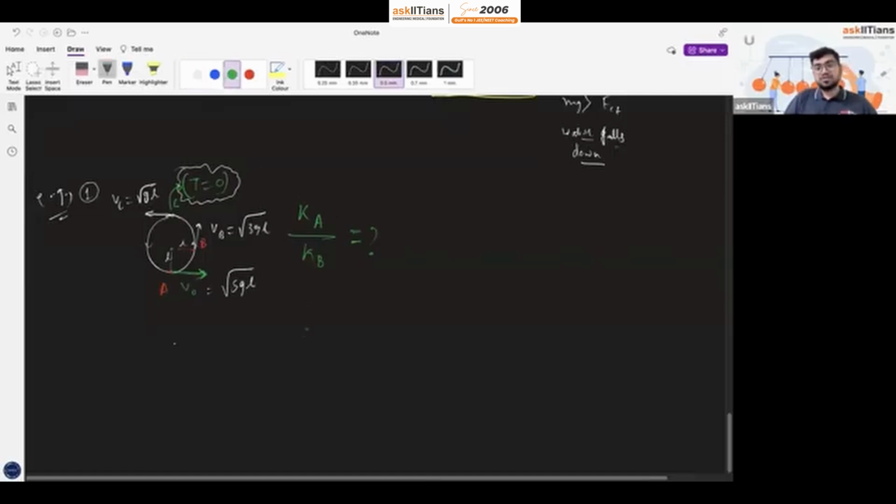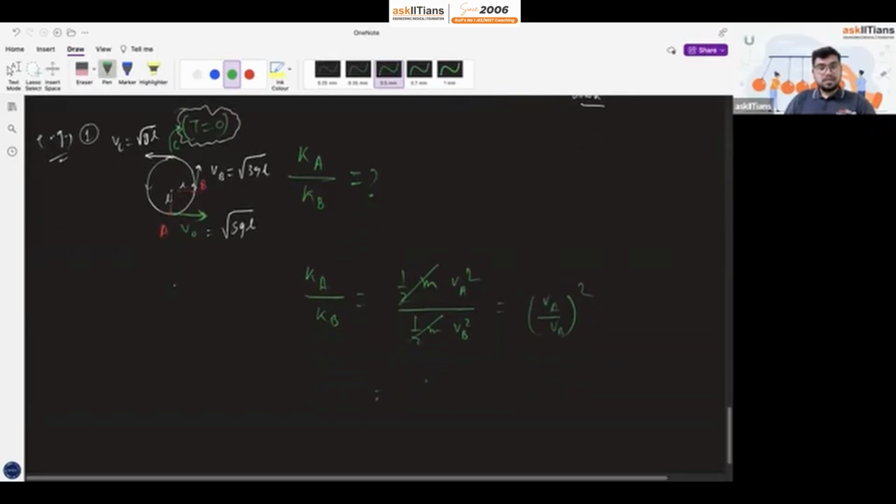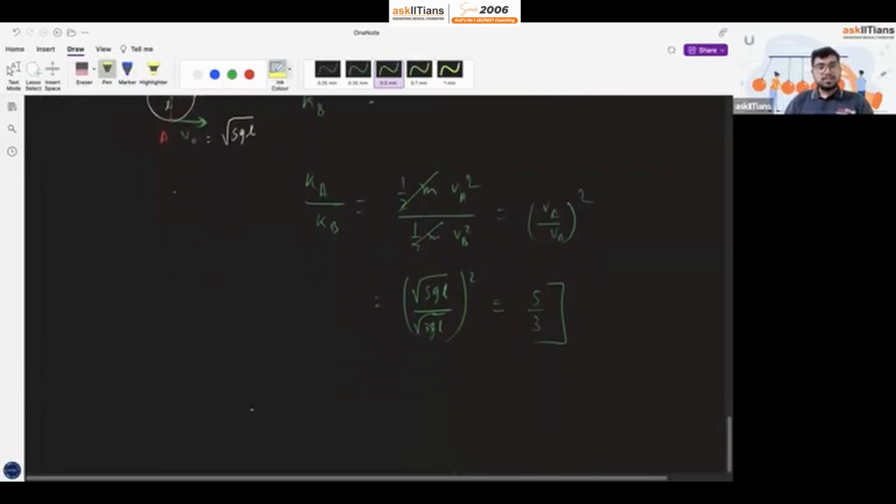Now what are they asking? They're asking us to find the ratio. So kinetic energy at A divided by kinetic energy at B, which is half mVA square divided by half mVB square, which cancels out. So it is (VA by VB) whole square, which is root 5gL divided by root 3gL, whole square. So it's going to be 5 by 3. So kinetic energy at point A divided by kinetic energy at point B is 5 by 3. Okay, this is one of the questions.